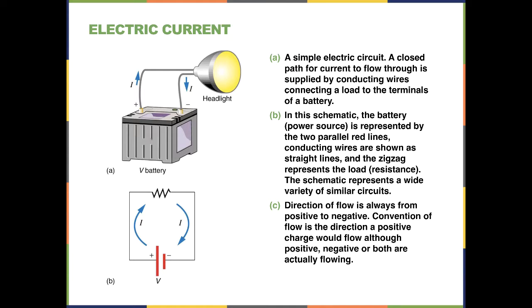Now it's convention to talk about the flow as the direction in which a positive charge would flow, although positive and negative are both actually flowing. One's flowing in one direction and one's flowing in the other direction. The positive would go from the positive side to the negative side because opposites attract. At the same time, the electrons are actually going in the opposite direction. By the way, the squiggly line at the top of the diagram represents the resistance or the load, the device that's being powered by the battery. In this case, it's the headlight in the top diagram.